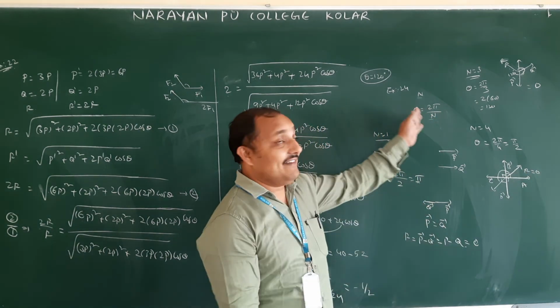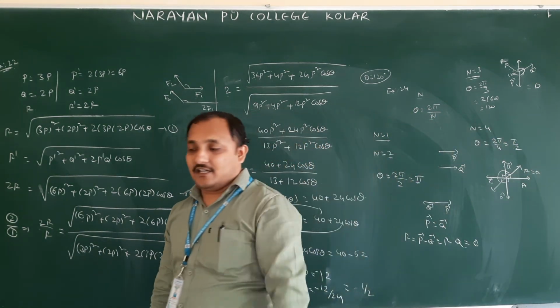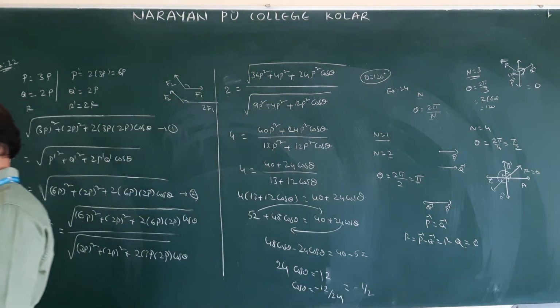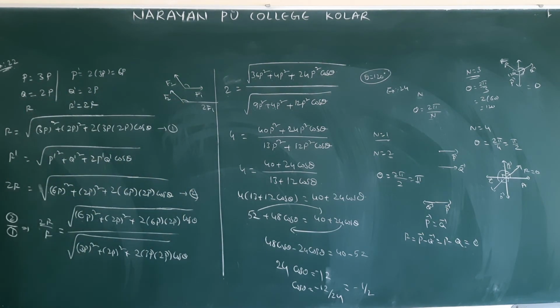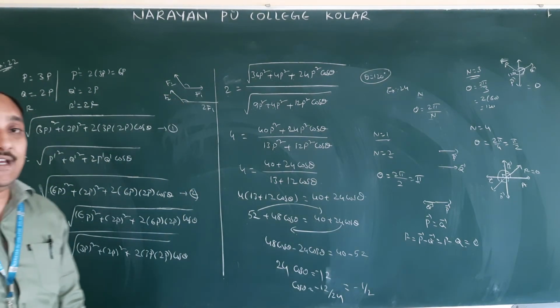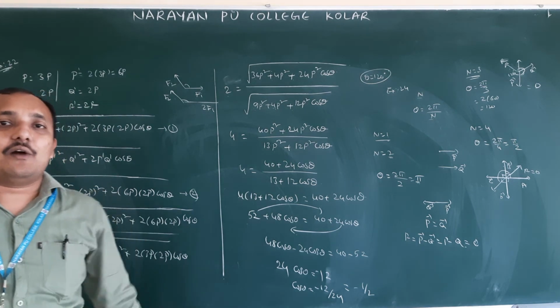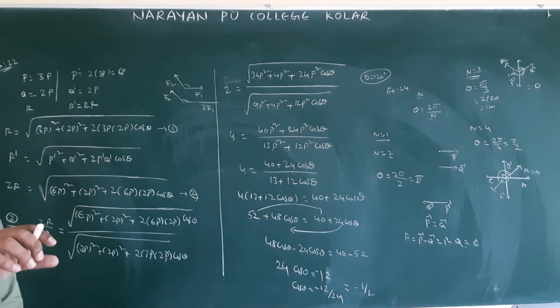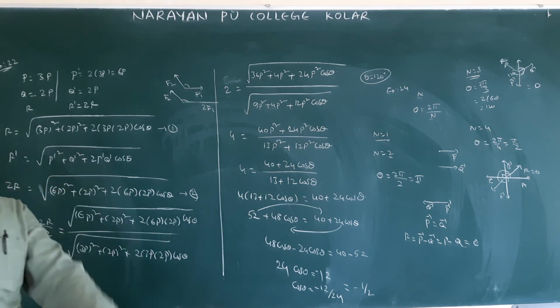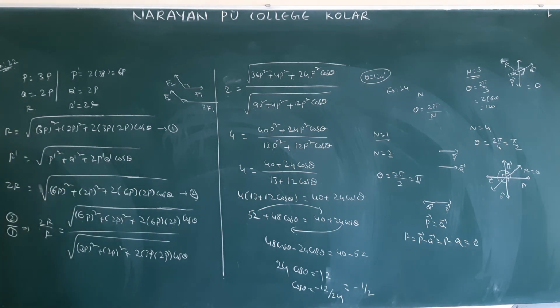Therefore, if n equal vectors are acting with angles of 2 pi by n between them, then the resultant is always 0. This is the statement you have to remember: n equal vectors at 2 pi by n, the resultant is always 0. Okay.